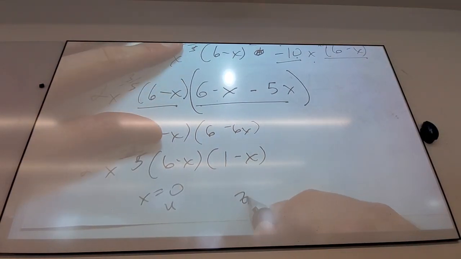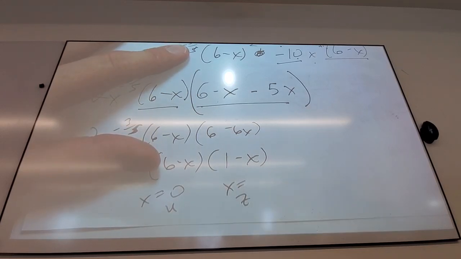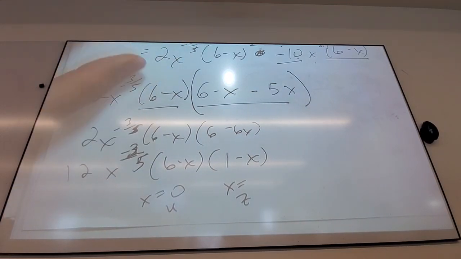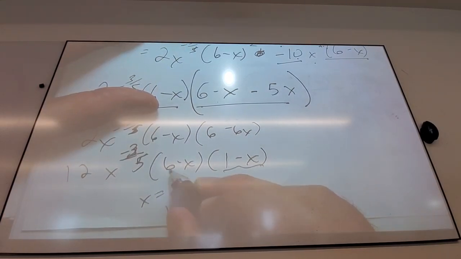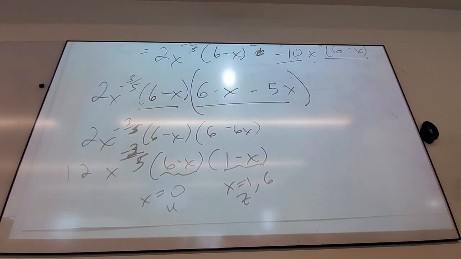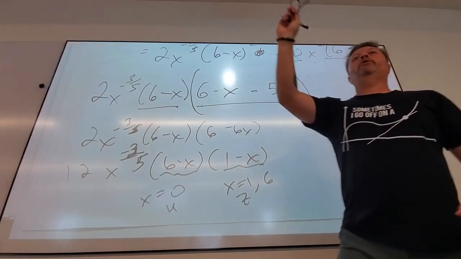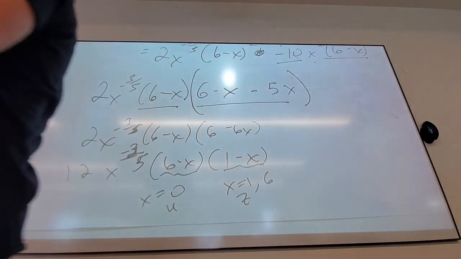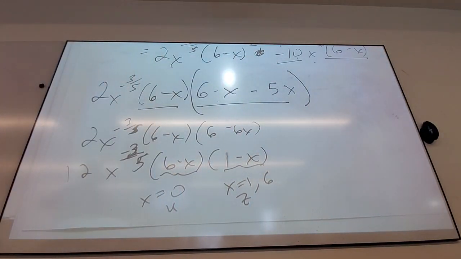Where is it 0? At 1 and 6. Okay, so those 3 places are potential maxes or mins. Local maxes or mins. Yeah, it's a potential abscissa. Yes. U for undefined, Z for 0. You'll see why I did that here in a minute.